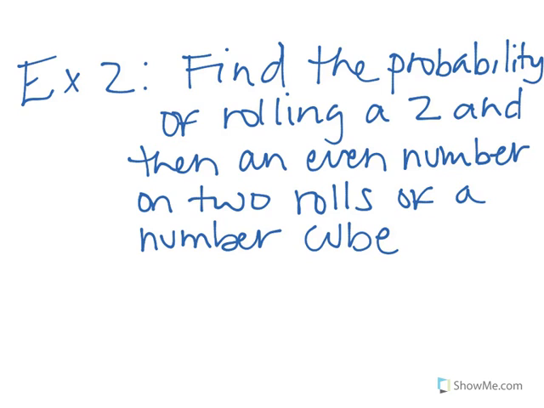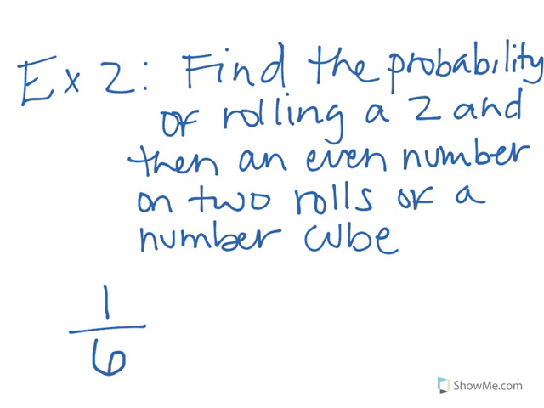So my next example is to find the probability of rolling a 2 and then an even number on 2 rolls of a number cube. I first have to find the probability of rolling a 2 on a number cube. Again, there are 6 outcomes on a number cube: 1, 2, 3, 4, 5, and 6, and the outcome of 2 is 1 out of those 6 different outcomes. So the probability of rolling a 2 is 1/6.